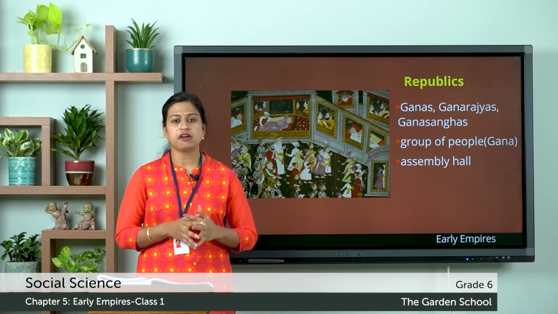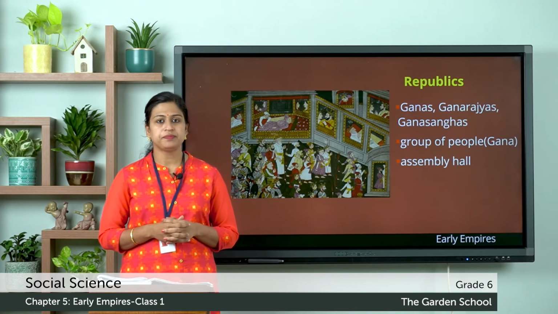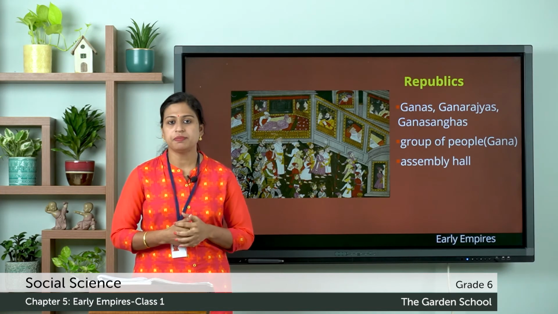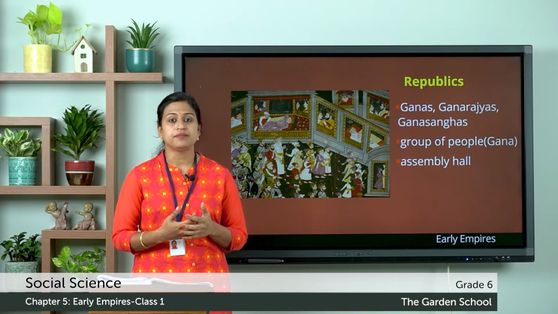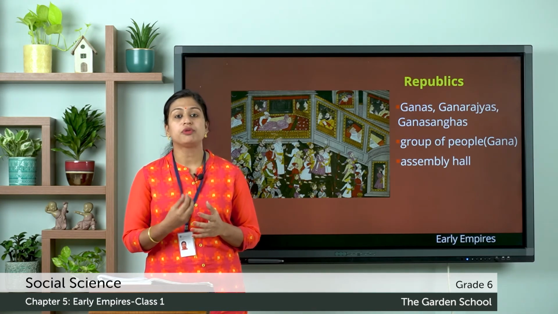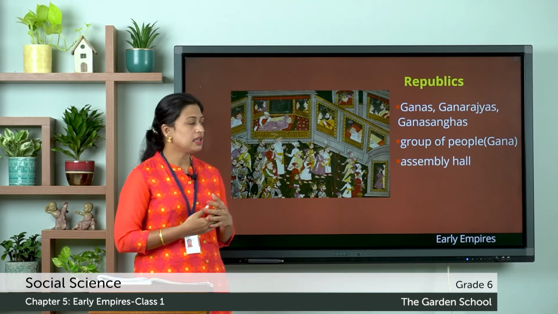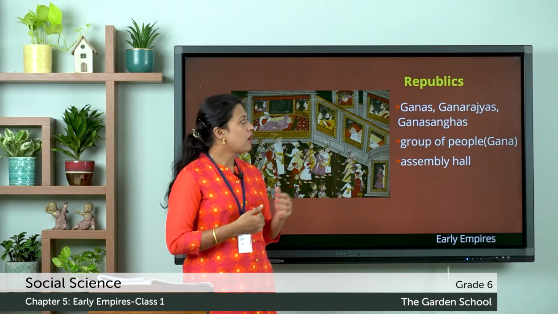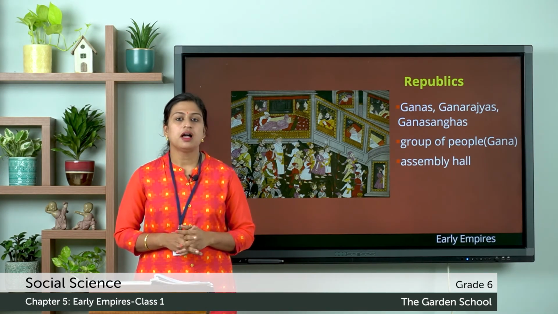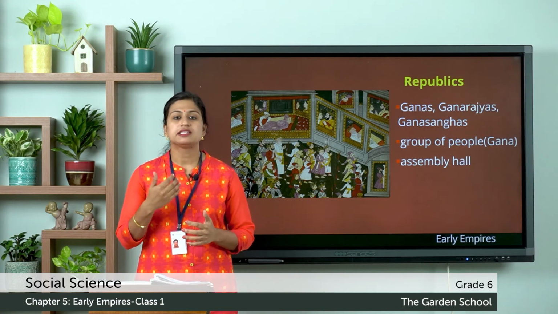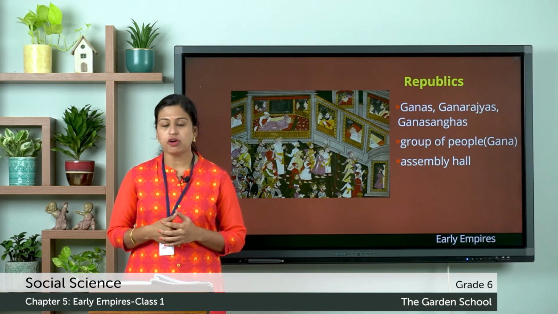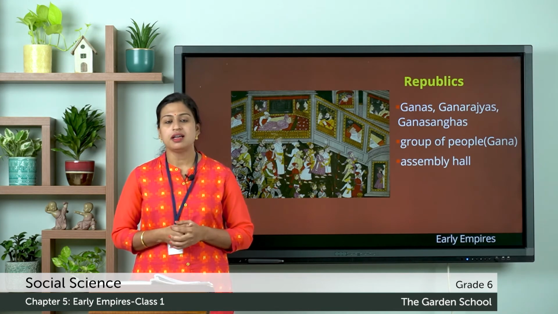Now the next type of government is the republican government. And as we have discussed, some of the kingdoms or the Mahajanapadas were ruled by a king, and some of them were ruled by a group of people or a council, and these kingdoms were known as the Ganas or the Ganarajas or the Gana Sanghas. So in such a state, a group of people, especially the male heads of the particular families, come together for discussion and take important decisions.